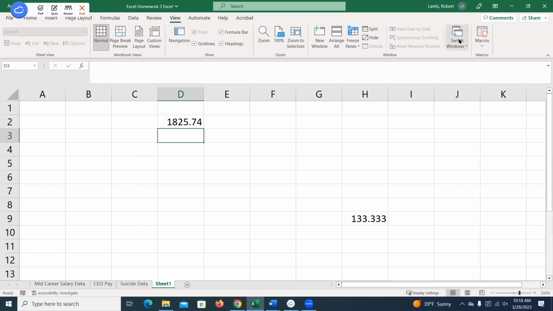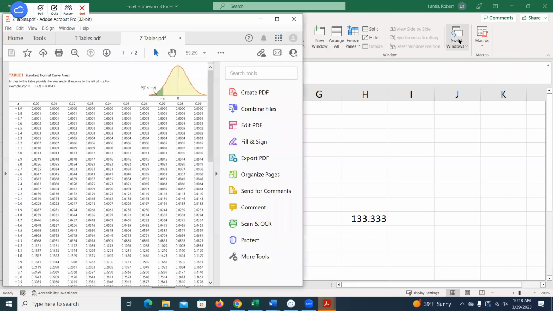Get these Z and T tables pulled up, and I'll bring these for you on the exam. So you'll have Z tables, T tables, and formula sheets as well on the exam. So we go to our T tables.